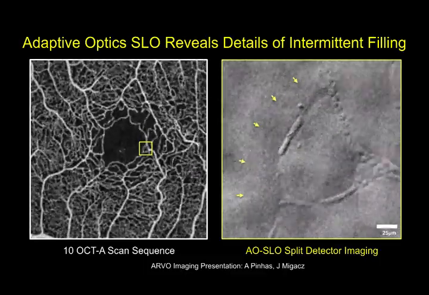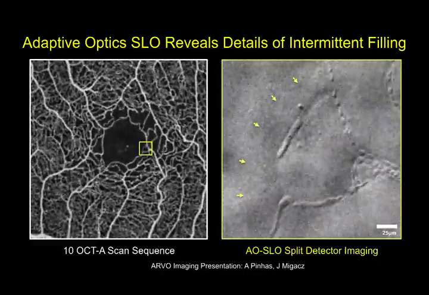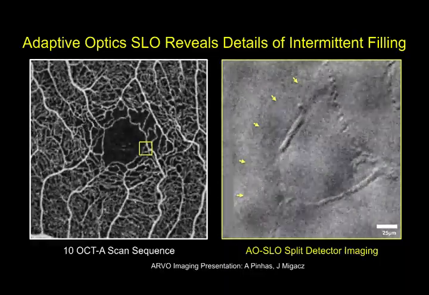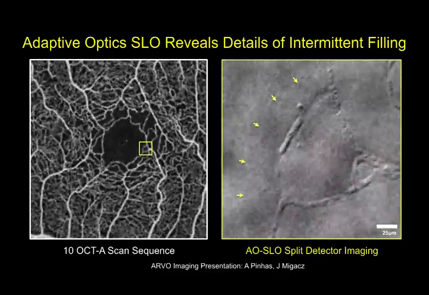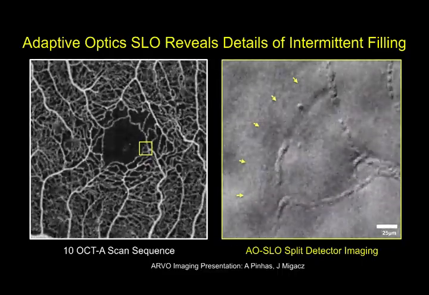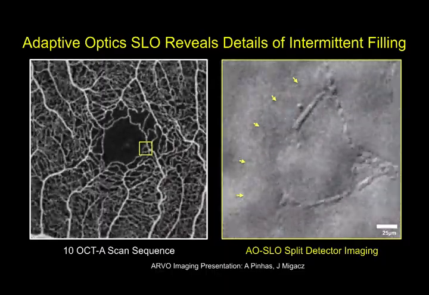On the left, you see a 10-scan sequence of OCTA imaging of a sickle cell patient. Some segments appear to flicker, suggesting intermittent flow. Adaptive optics scanning light ophthalmoscopy on the right reveals the blood flow events producing this flickering.